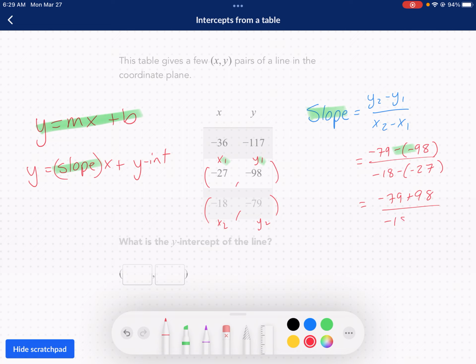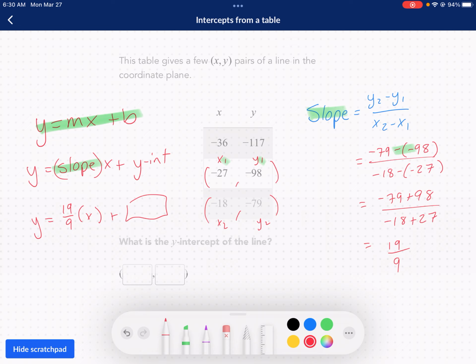A lot of the mistakes I see happen in this step where people are incorrectly putting negatives and positives. So in the top, I get positive 19. And in the bottom, I get positive 9. So I have 19 over 9, which is a really ugly slope, but that's what we got to work with. Let's proceed from there. Now that we have our slope, we can plug that into our slope-intercept equation. So 19 over 9 x plus our y-intercept, which we don't know. So we need to find our y-intercept.